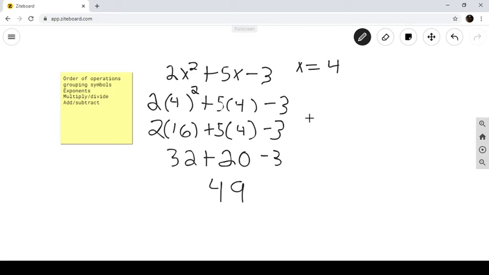So again, what I want you to remember here is that if you plug something in for a variable, in this case 4 in for x, we need to use parentheses to do that because it preserves our operations. And so, like I said, I want to show you another example of this.